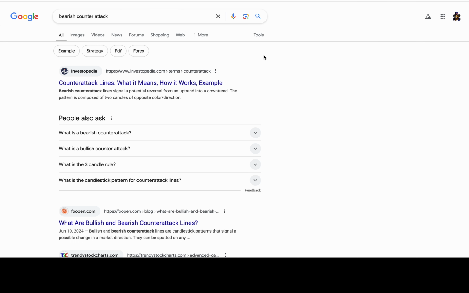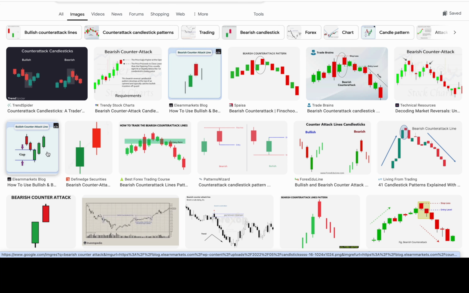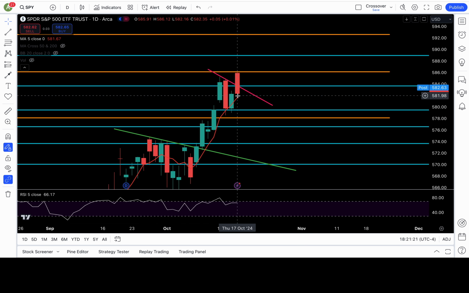You can just Google it, check the images, see what it looks like. We got a lot to choose from. We can look at this one. This would be a bearish counter attack where the two candles is a green one and then a red one. They close right around the same area. You guys see on the daily chart, SPY between today and yesterday closed right around the same area. So how do we trade this setup? Well, 582.3 is the level to watch because that's right around the area where they close. Below it is bearish. Above it, then bulls may have a shot at some upside.